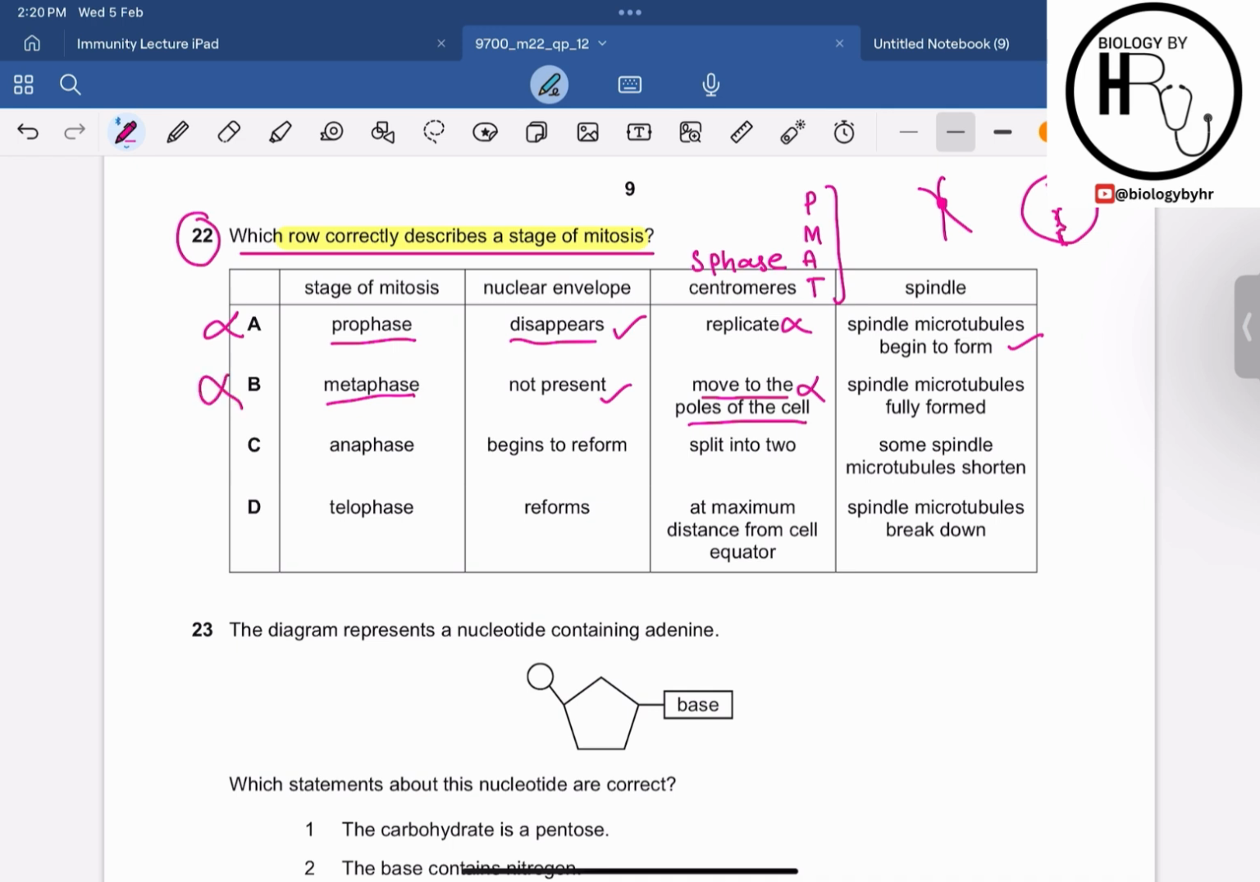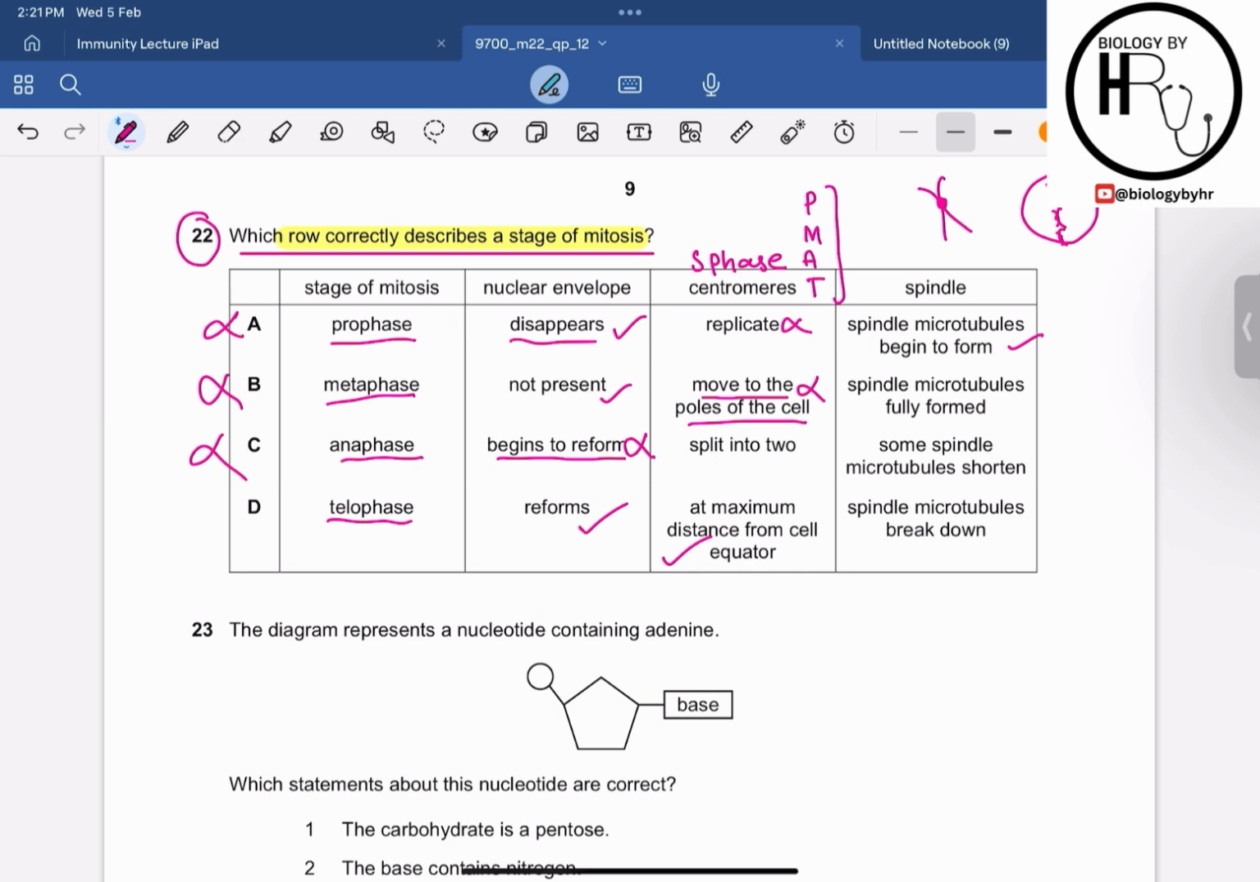And if I talk about the anaphase over here, they are saying that the nuclear envelope begins to reform. This is incorrect, as the nuclear envelope begins to reform in the telophase, right? Yes, this is correct that the nuclear envelope begins to reform. Now, centromeres are at the maximum distance from the cell equator. Yes, why? Because the sister chromatids are pulled apart in the anaphase, right? So this is also correct.